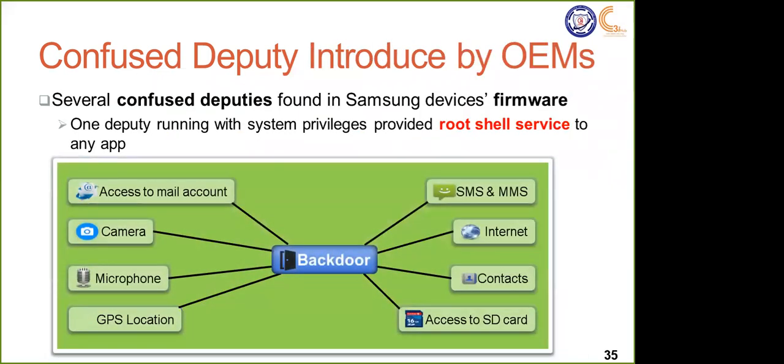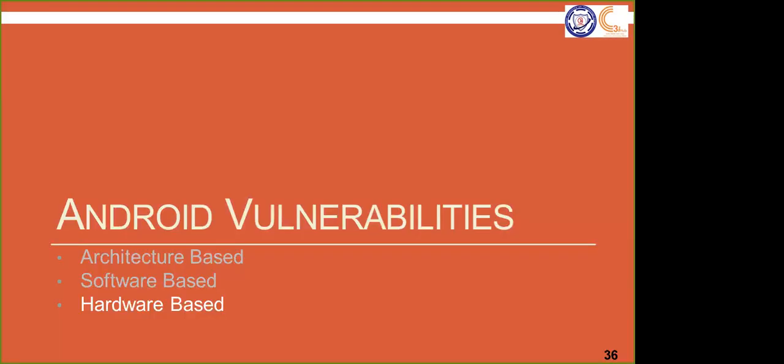Here are some examples from Samsung device firmware where confused deputies have been found, in which one confused deputy runs with system privilege, providing root shell services to any application. If any app gets root privileges, then the application can do anything with the mobile device. So these are the software-based vulnerabilities.